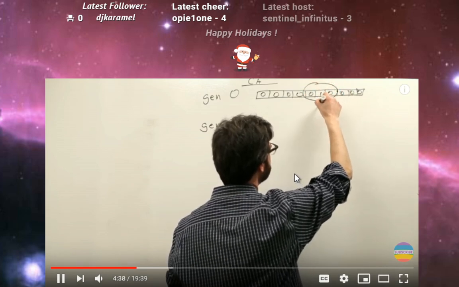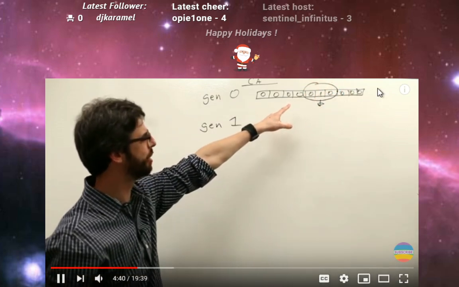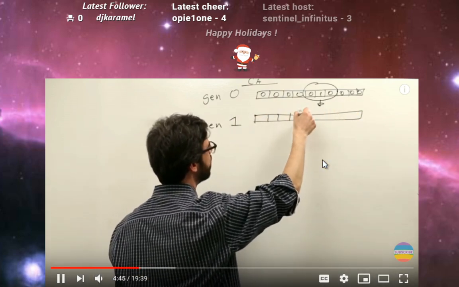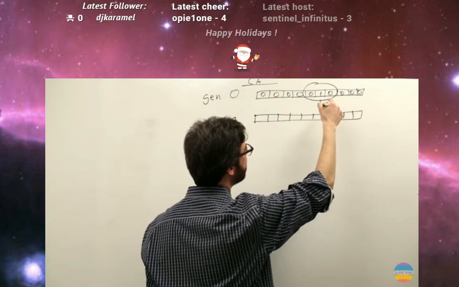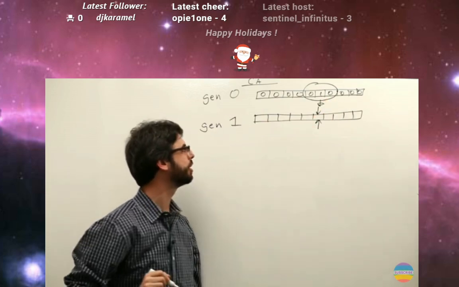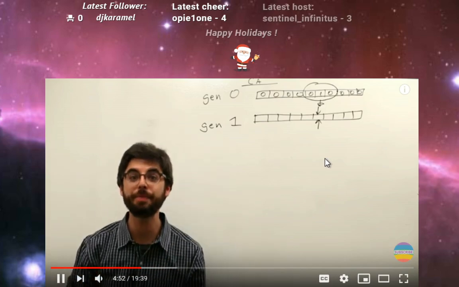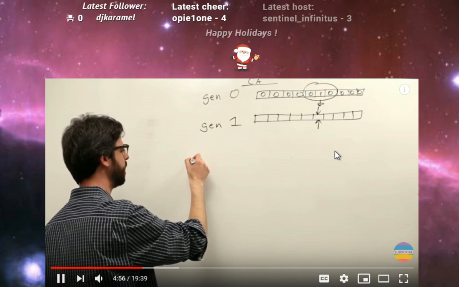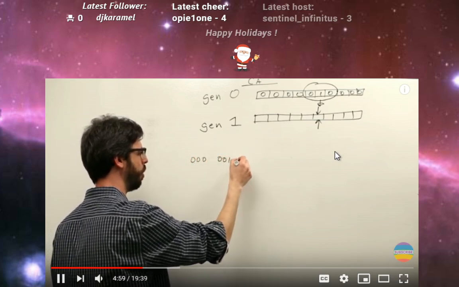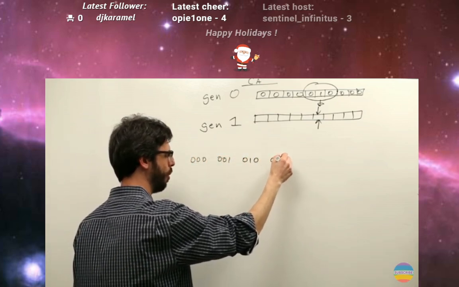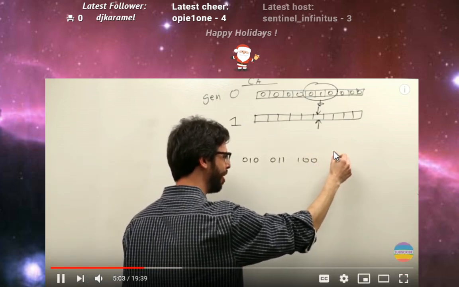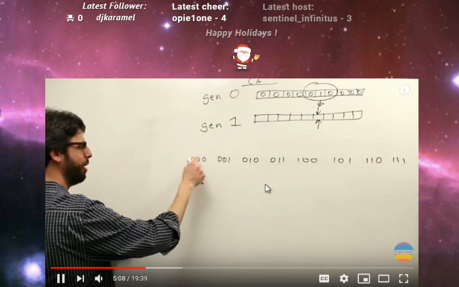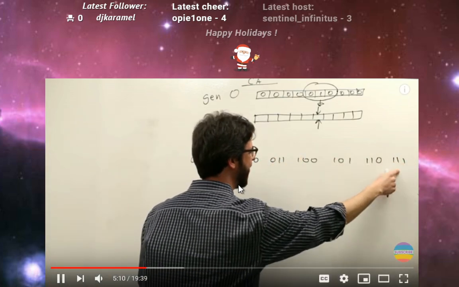Now let's think about this. What is this whole line here? This is the neighborhood that's going to give us, at the very least, the state for that particular cell at generation 1. How many possible ways could that neighborhood be configured? Well, that neighborhood could be 0, 0, 0, or 0, 0, 1, or 0, 1, 0, or 0, 1, 1, or 1, 0, 0, or 1, 0, 1, or 1, 1, 0, or 1, 1, 1, right? 1, 2, 3, 4, 5, 6, 7, 8.